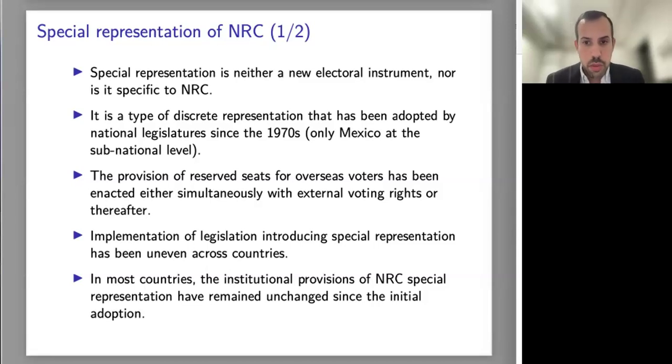Then special representation of non-resident citizens has been enacted either simultaneously with external voting rights, such as in the Portuguese or Croatian case, or thereafter, such as in Colombia or in Peru. In Colombia, for instance, they were adopting and implementing external voting rights in presidential elections since the 70s or the 60s. And then in 2002, they implemented special representation. So you have a lag of 40 years.